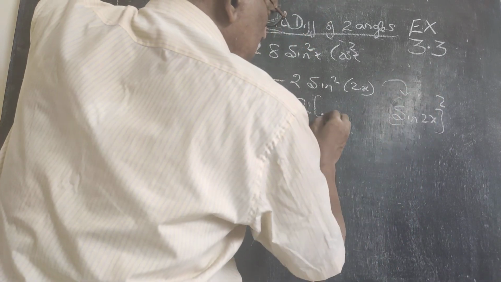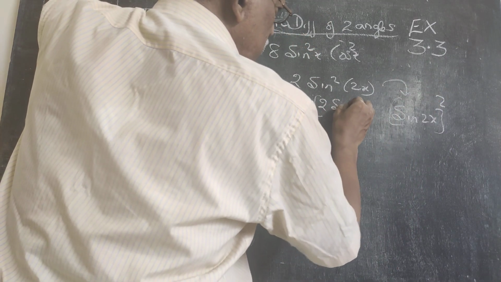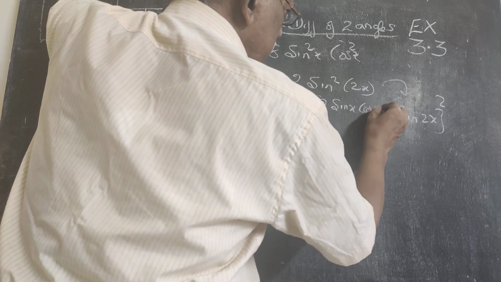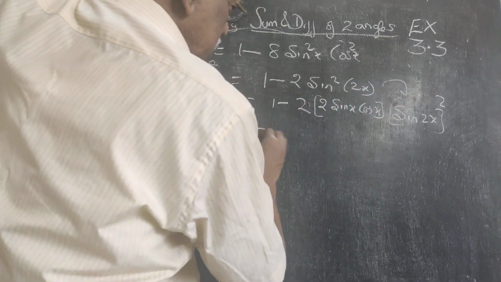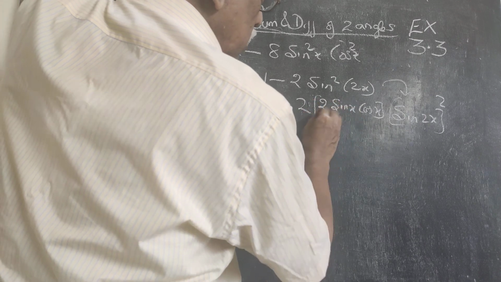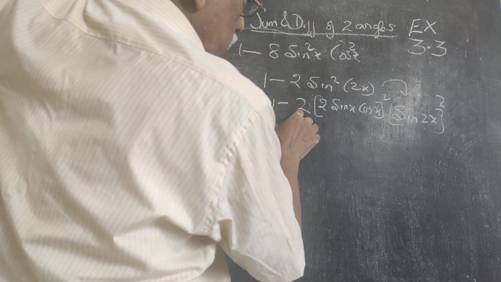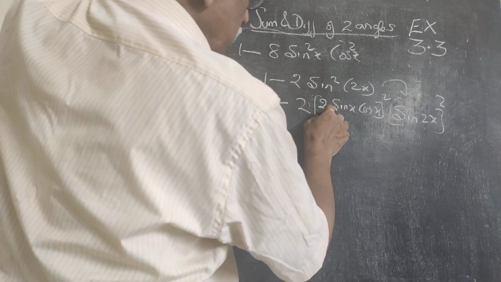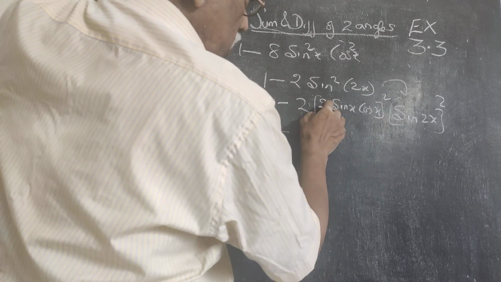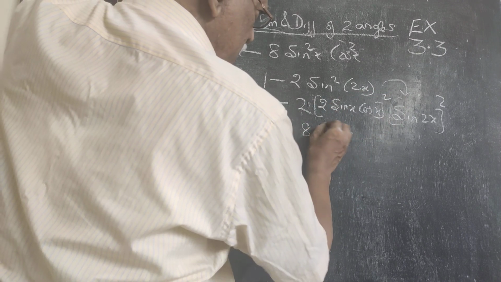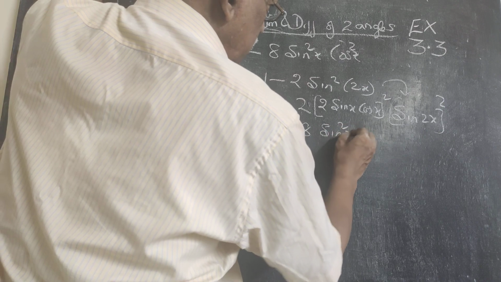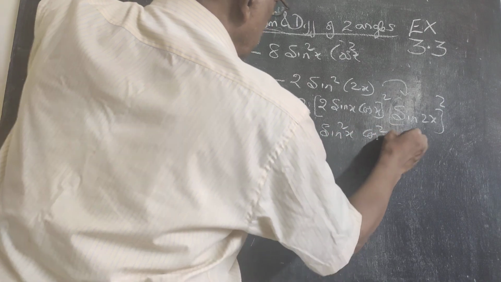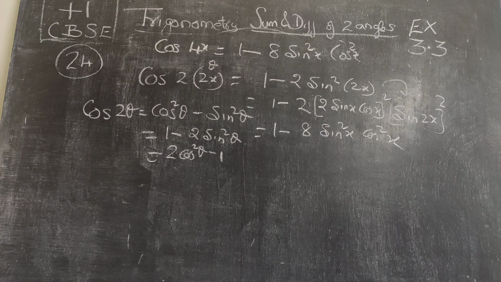Sin 2x is 2 times sin x and cos x. Now the result is 1 minus 2 times the square. So here is 2, multiply that, so this will be 2 square, so 4 2s are 8. And this is sin square x and cos square x. We got it. We got the answer very quickly.